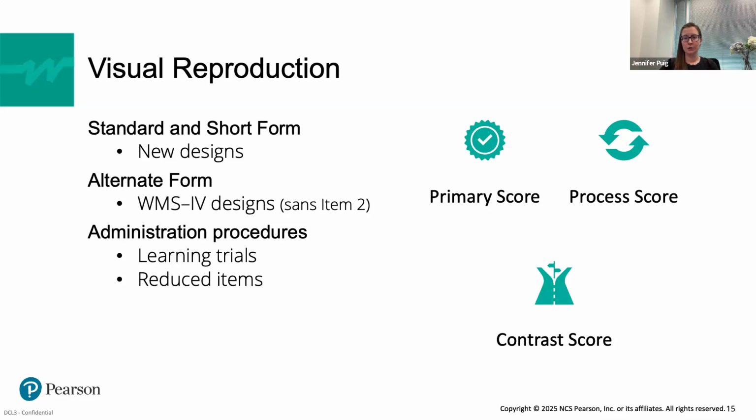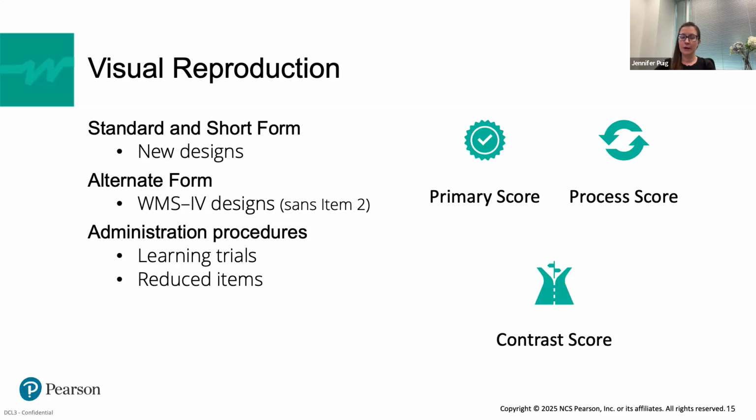The administration procedures were changed from the previous edition. There are now 2 learning trials across all items. The number of items was reduced from 5 to 4 to accommodate the additional time required for the extra learning trial. Although the designs from WMS-4 were retained for the alternate form, the administration procedures were updated to feature the extra learning trial. Visual reproduction on the alternate form of the WMS-5 also features 4 items instead of 5.